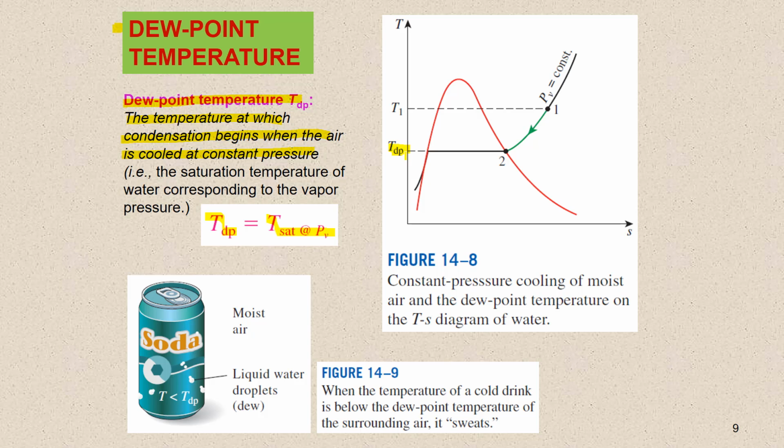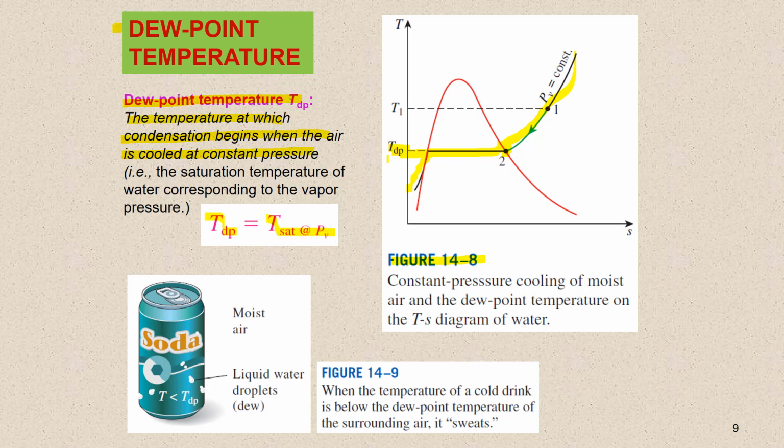This is also illustrated in figure 14.8. As the air cools at constant pressure, the vapor pressure PV remains constant. Therefore, the vapor in the air, or state 1, undergoes a constant pressure cooling process until it strikes the saturated vapor line at state 2. The temperature at this point is T sub dP, or dew point temperature.